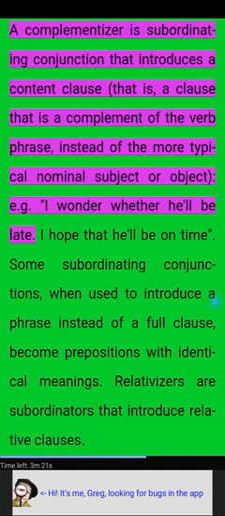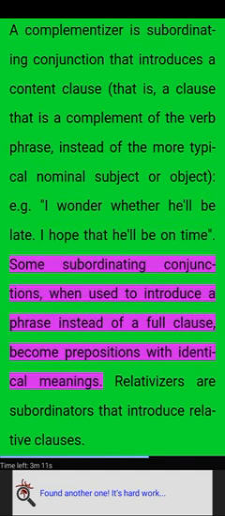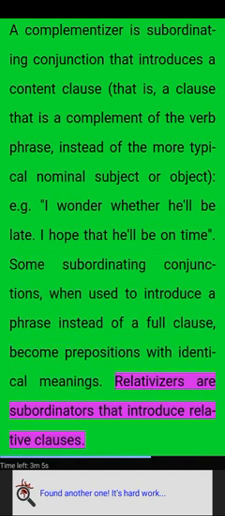A complementizer is a subordinating conjunction that introduces a content clause, that is, a clause that is a complement of the verb phrase, instead of the more typical nominal subject or object, e.g. I wonder whether he'll be late. I hope that he'll be on time. Some subordinating conjunctions, when used to introduce a phrase instead of a full clause, become prepositions with identical meanings. Relativizers are subordinators that introduce relative clauses.